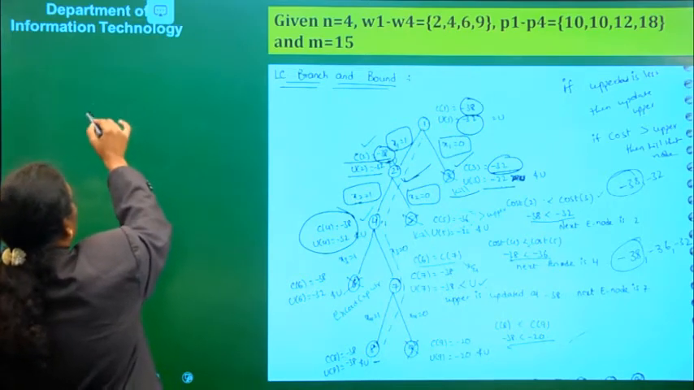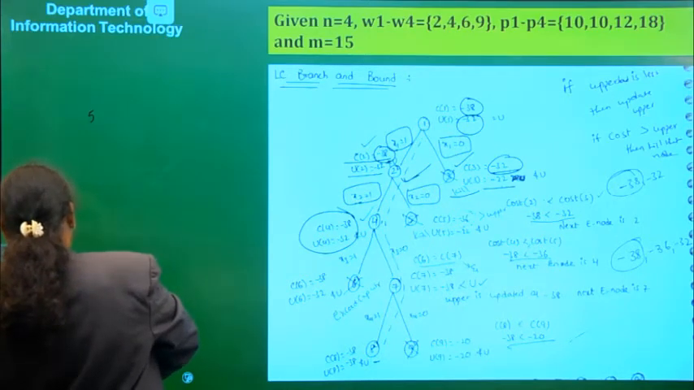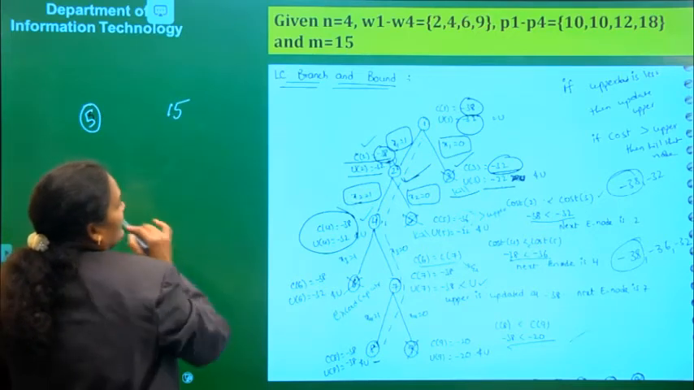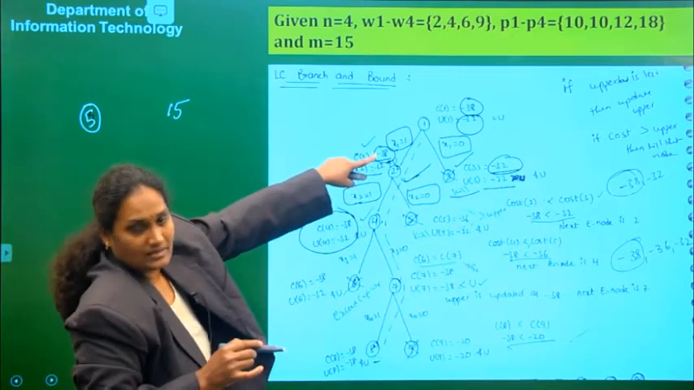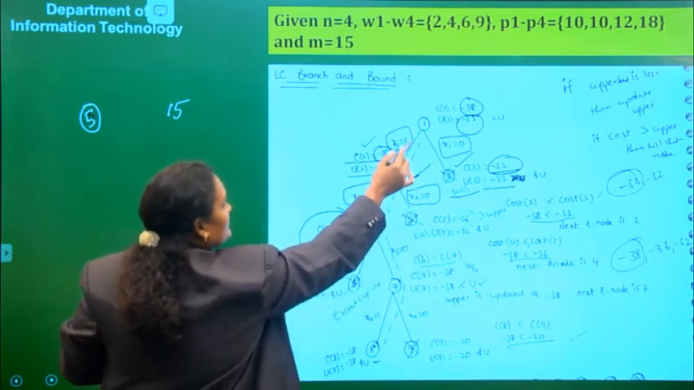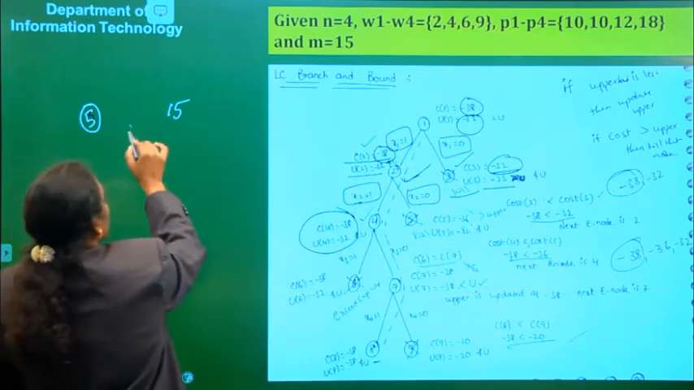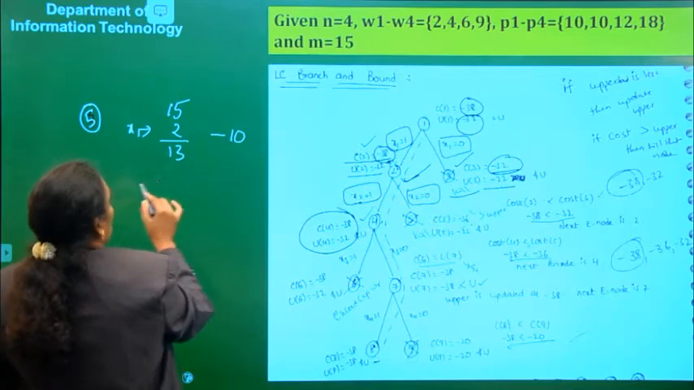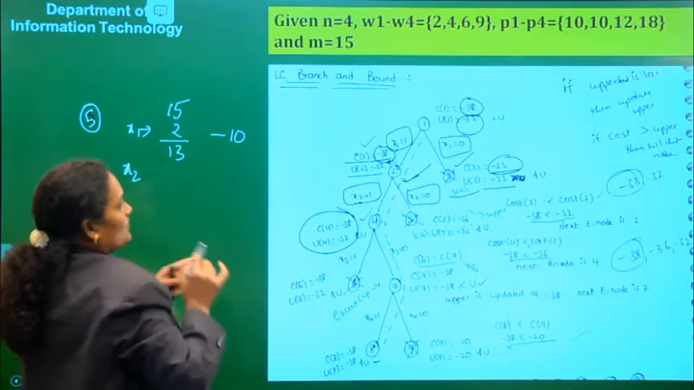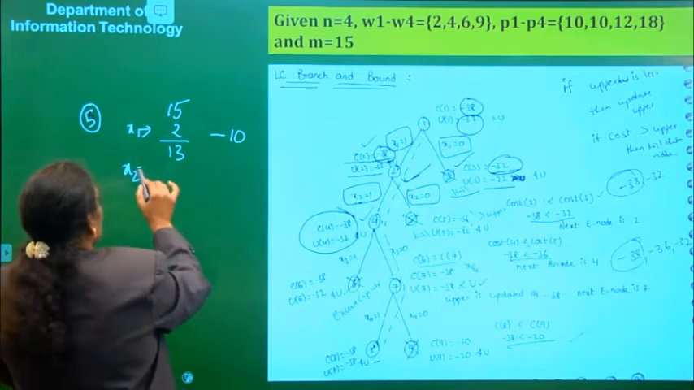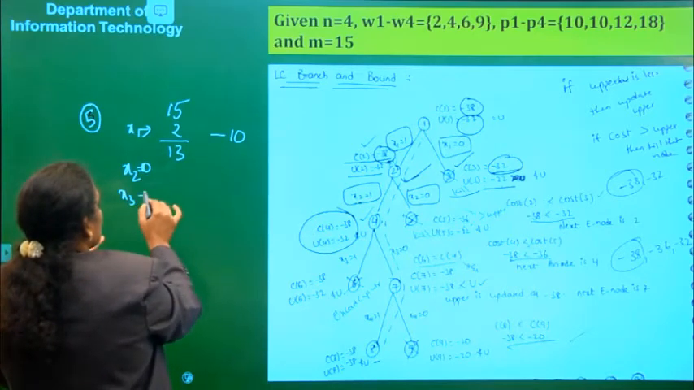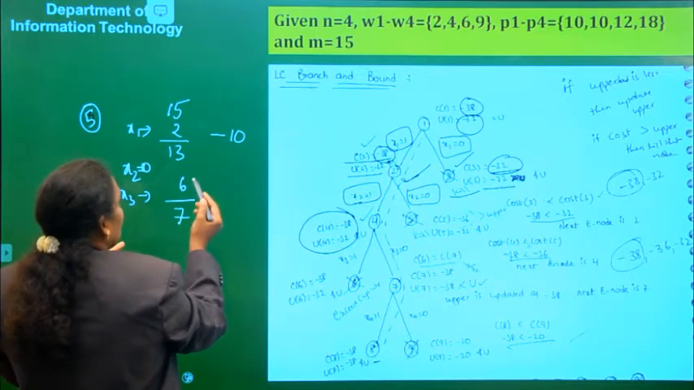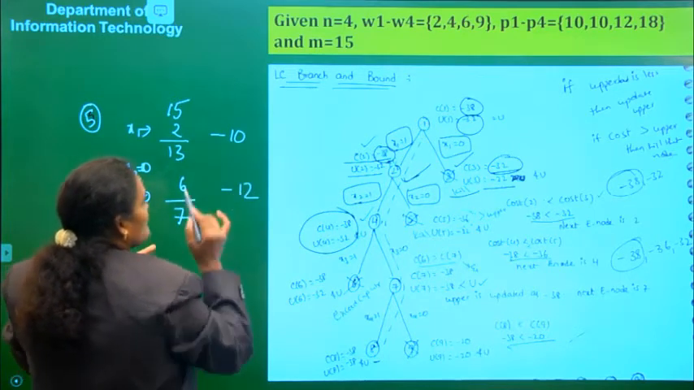Now let us calculate what the values become at node 5. Let us see at node 5, here the capacity is 15. What are we doing? x1 is 1, so it occupies 2, and its profit is minus 10. x2 is 0, so we are not placing x2. And x3 is 1, so it occupies 6 and the remaining is 7, and its profit is minus 12.